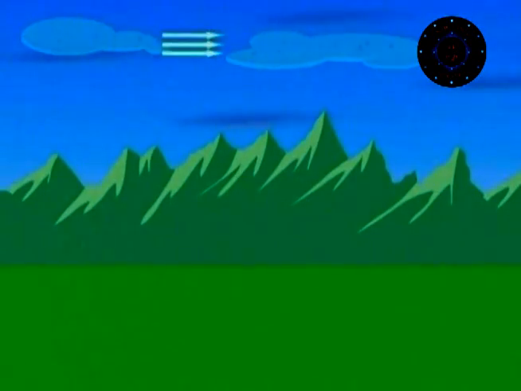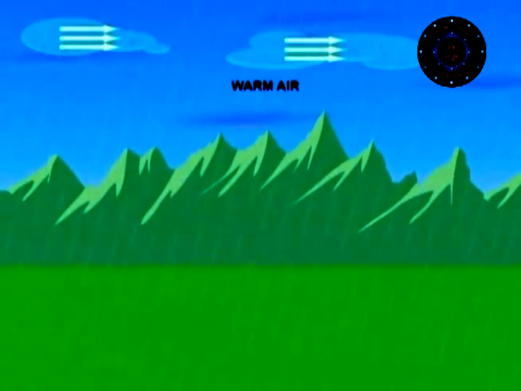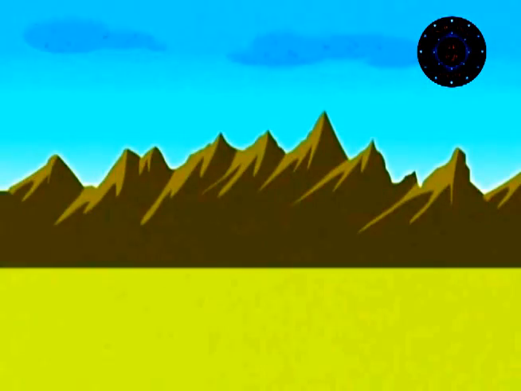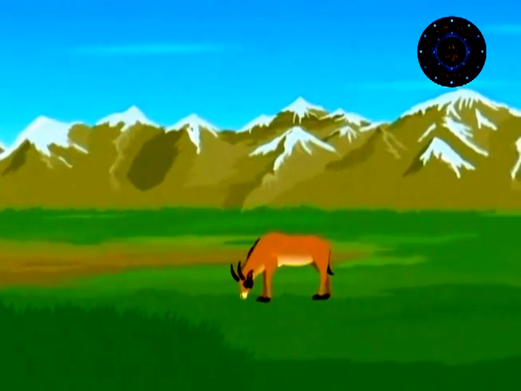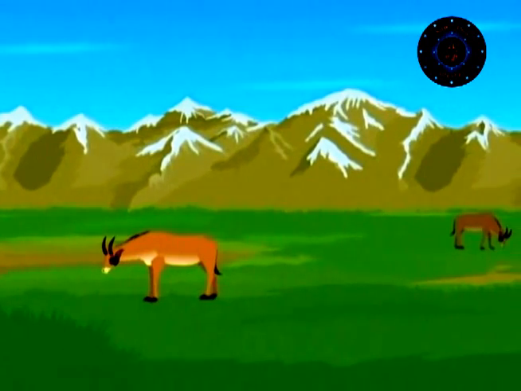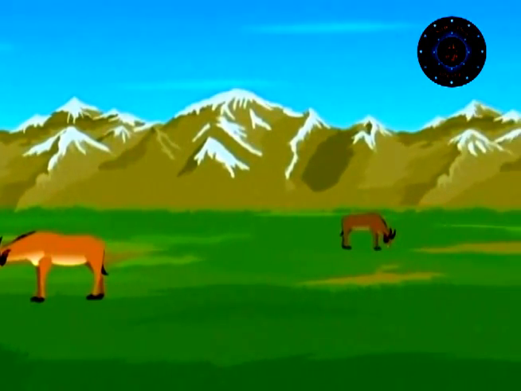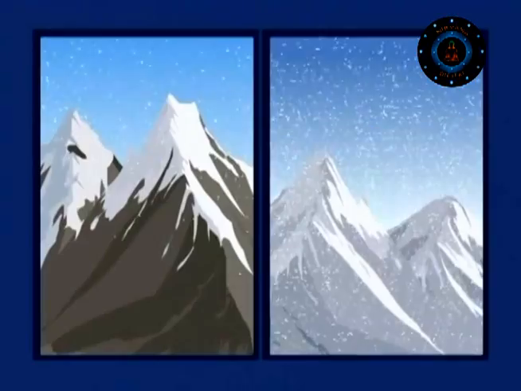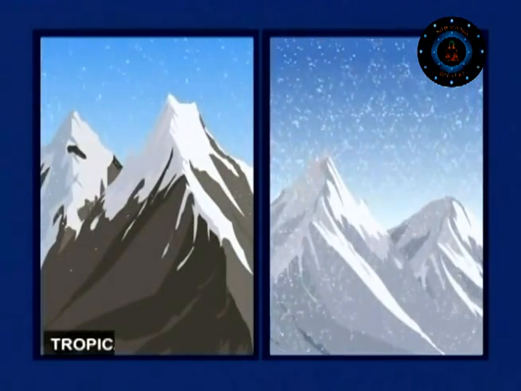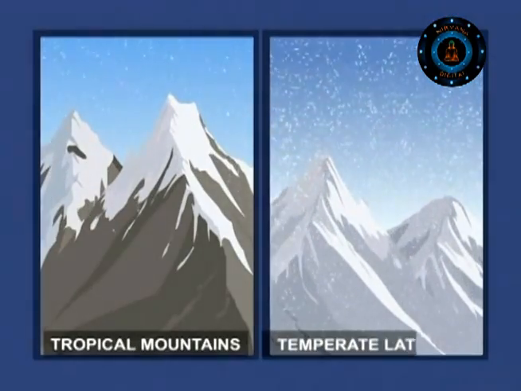If the air is too warm, it will rain, and if the air is dry, it will neither rain nor snow. There is a natural line formed on the mountains called the snow line, above which the snow remains on the ground throughout the year. This level is higher in tropics than in temperate latitudes.